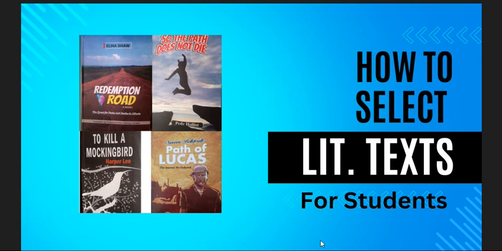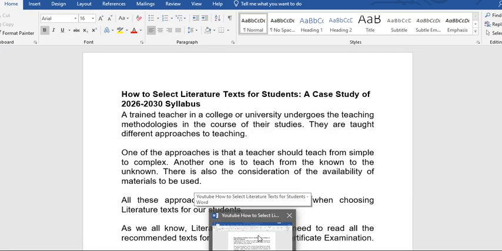As we all know, we have 9 recommended literature texts by WAEC. We don't just go ahead and choose any text. There are certain things that we need to consider. So this is what this video is all about. Let's go into the classroom.